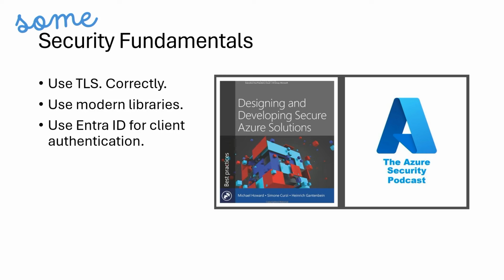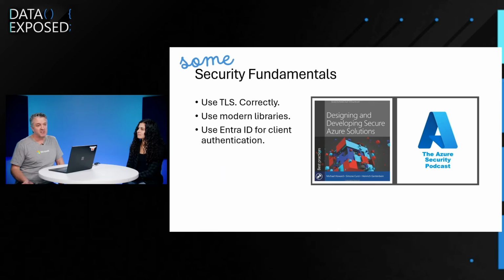Second one is using modern libraries, right? If you're writing C# managed code, for example, you should be using Microsoft.Data.SqlClient. It's going to be updated more often than System.Data.SqlClient, and it's basically a superset for the most part. And then the last one is using Entra ID for client authentication, because again, from an assumed breach perspective, there is no credential there, no credential identifier that the attackers can use. And also you're getting full advantage of things like multi-factor authentication, conditional access, et cetera.